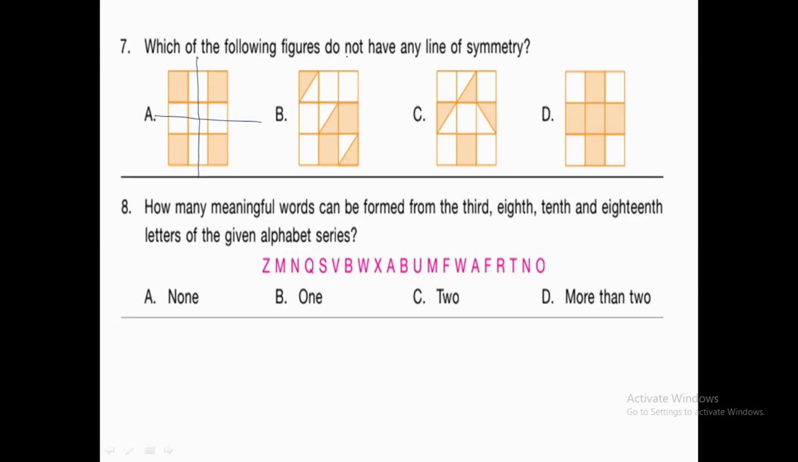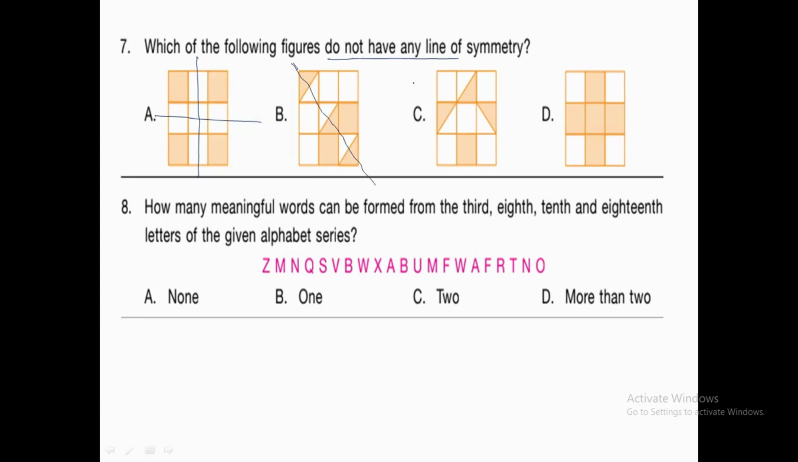But the question is asking which figure does not have any line of symmetry. Okay. Now, if we are moving towards B, we can say that B has a diagonal line of symmetry, not horizontal, not vertical. We can say that it has a diagonal line of symmetry.